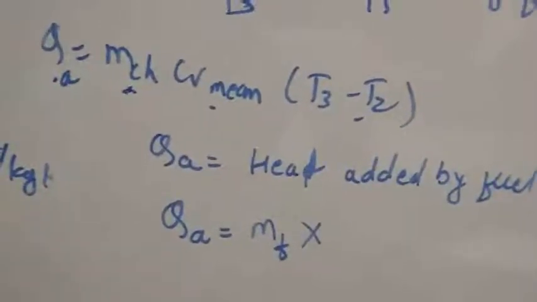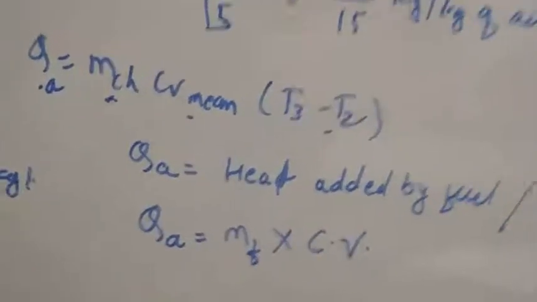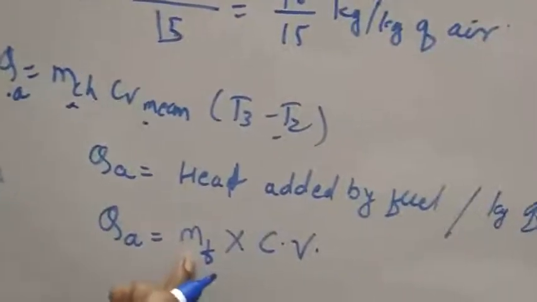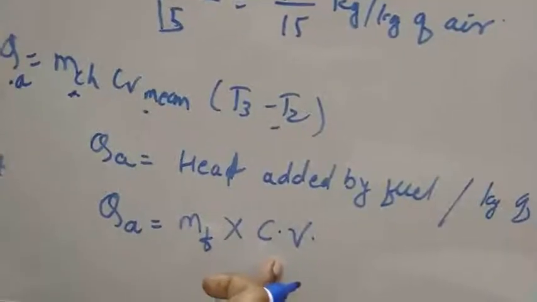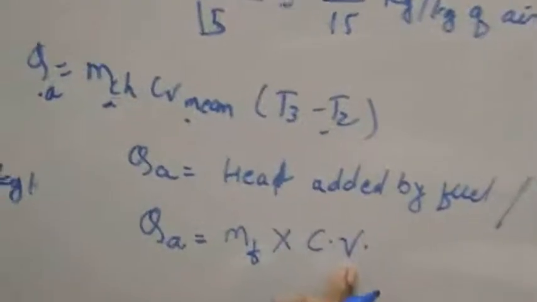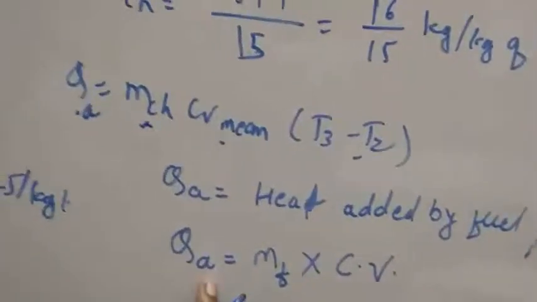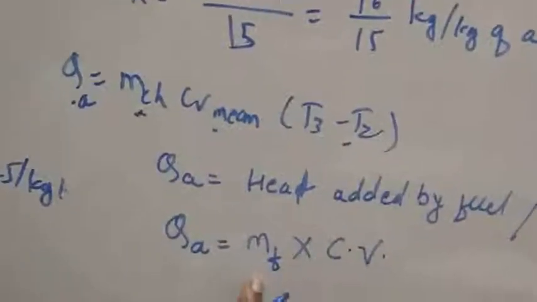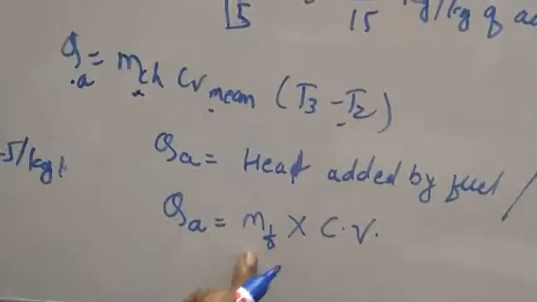Yes, that is the calorific value of fuel. If you go by the unit, MF will be in kg, and CV will be in kilojoule per kg. The kg will get cancelled, so this answer will be in kilojoule, that is the heat, but this should be per kg of air. So the MF should be per kg of air.